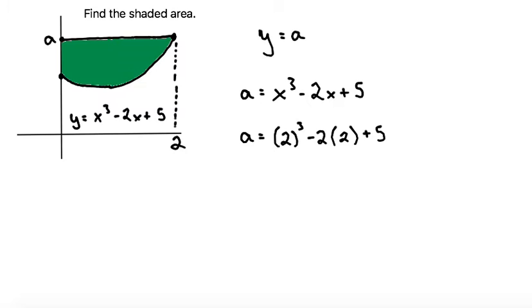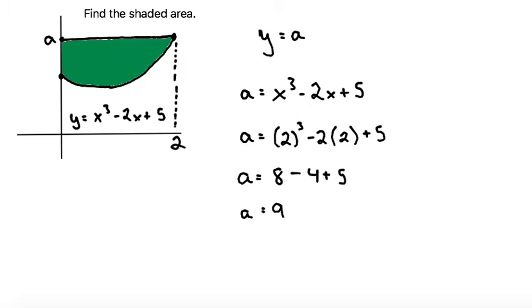Simplifying, we get a is equal to 2 cubed is 8 minus 2 times 2 is 4 plus 5. So a would be equal to 8 minus 4 is 4 plus 5 is 9. So this a value should be 9.